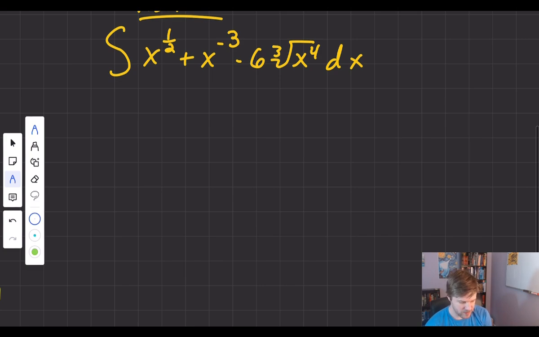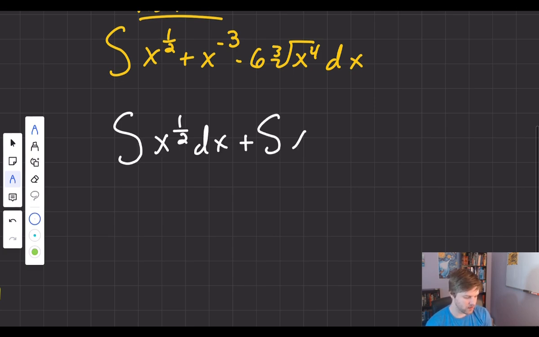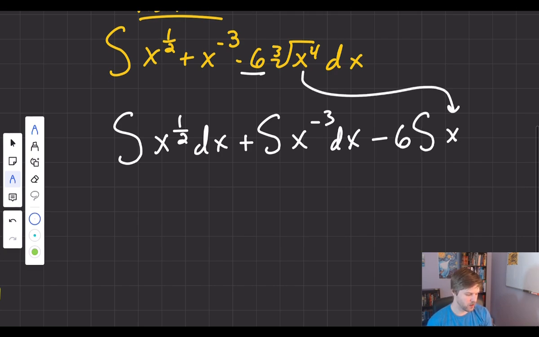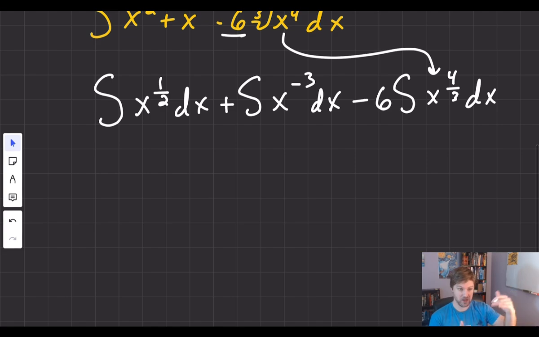So I'm going to rewrite this as the integral of x to the 1/2 dx plus the integral of x to the -3 dx. And now this -6 right here, I'm going to take that out. So we're going to do minus 6 times the integral of this guy, which becomes x to the 4/3 dx. So now that I've rewritten it, I can do the integral of each one of these individually.